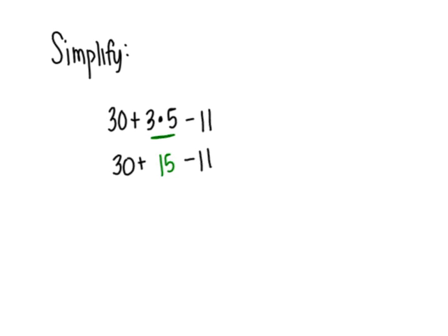Just going in order straight across, all we have is addition and subtraction. So if I put these first two together, 30 plus 15 gives me 45. And 45 minus 11 would give me an answer of 34.